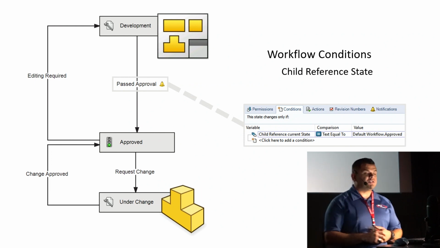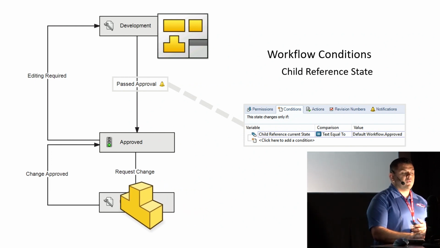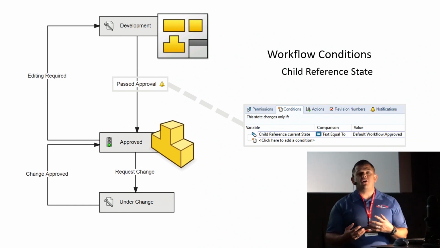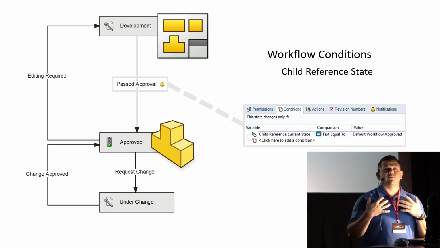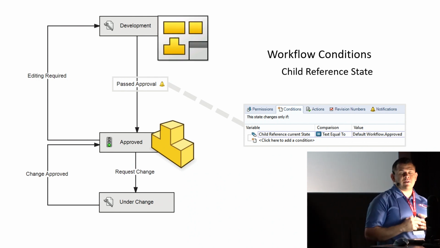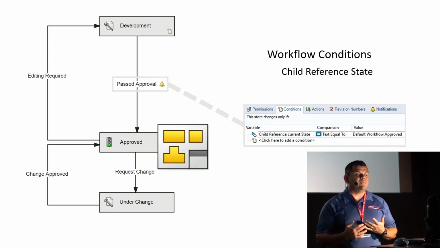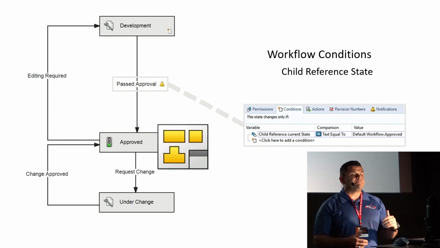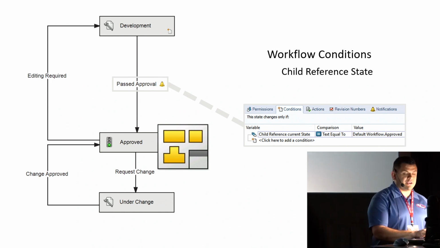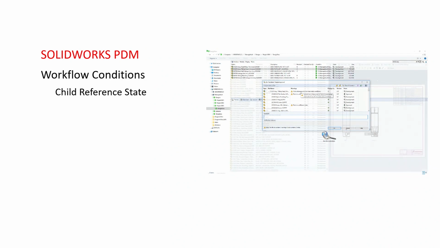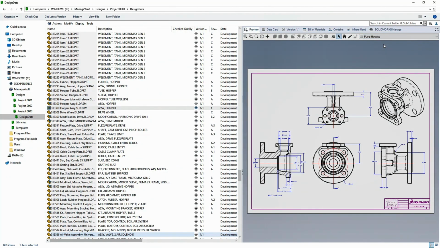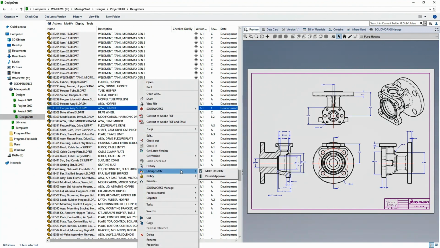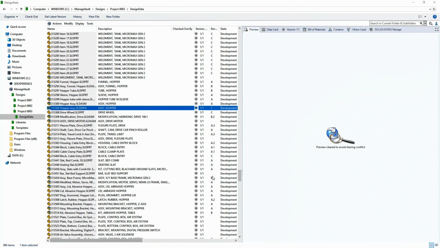We now have a new option called child reference state. What that means is if you try to approve a drawing before all the sub-children are actually approved, it would block you from approving the drawing. Very beneficial when you're in that multi-user environment. In this case, once I approve that part, it'll let me push the drawing through. Let's take a look and see how that actually works. Here, I'm going to search for the cast drawing of that part that I was working on earlier. There it is, and I'm going to go ahead and try to approve this. To do that in PDM, it's a simple right-click and pass approval.